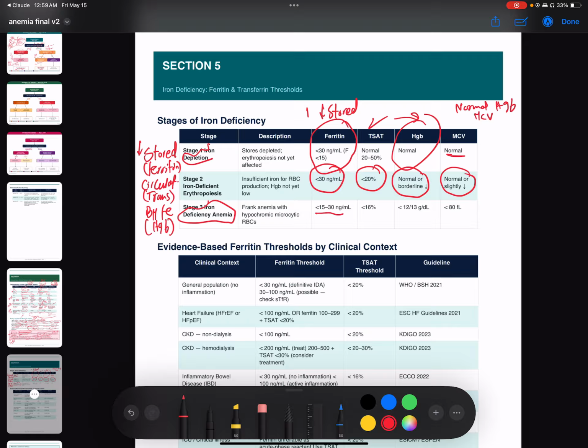you'll have the stored iron low, you'll have the circulating or the transferrin iron low, but also the bone marrow will be affected at this point to cause anemia, which will be diagnosed with hemoglobin below 12 or 13, and it will be microcytic, so the MCV will be below 80.